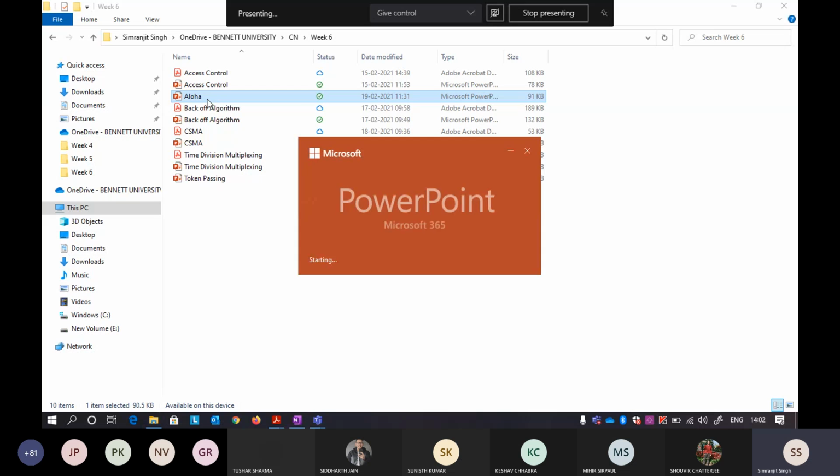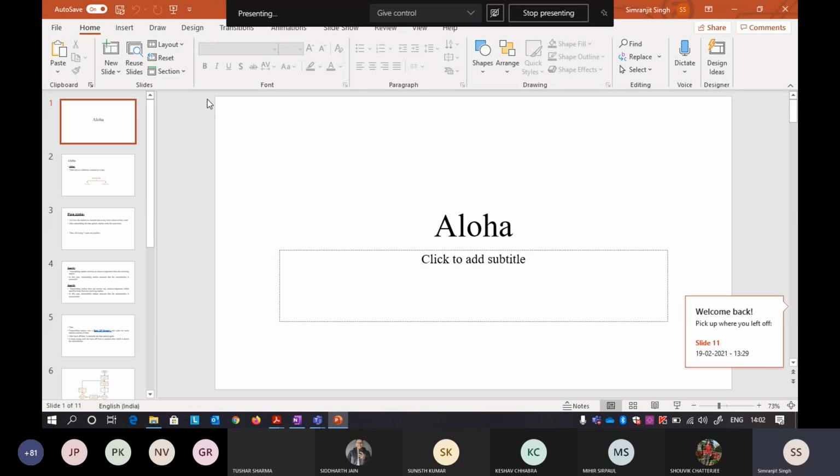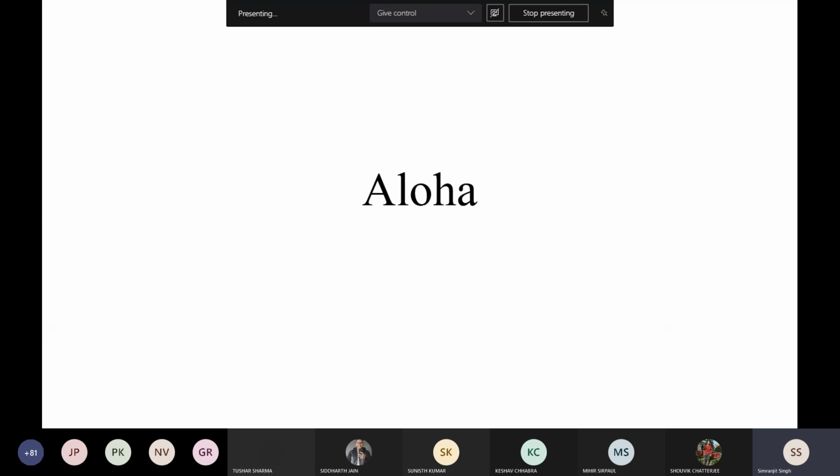Again, Aloha is actually not used anywhere right now. There is no practical implementation of it, because the efficiency of Aloha is around 18 or 36%. There are two techniques of Aloha, and the efficiencies of these two techniques are 18 and 36%, that is very, very less. That is why it is not practically employed anywhere right now.